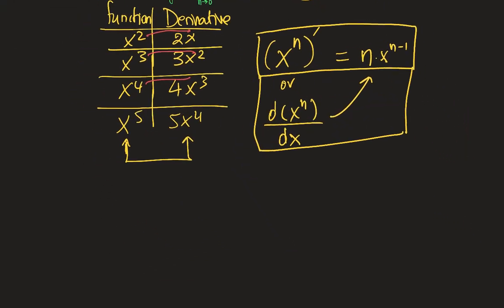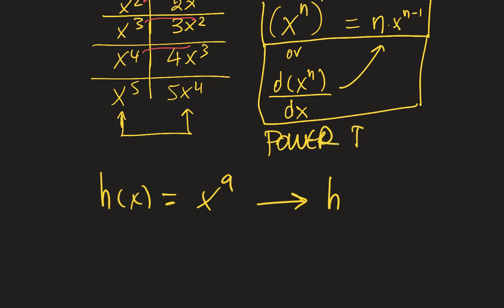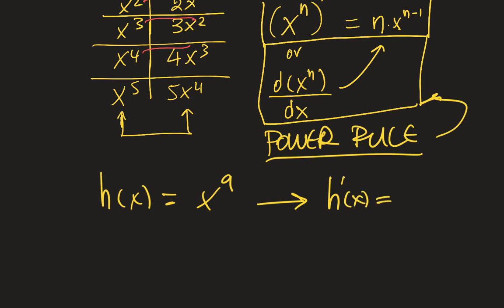So how do I use that? Well, if you end up having an h of x, which is x to the power of 9, then you can deduce straight away by using that rule, which is called the power rule. It's called the power rule because it involves powers. Then the derivative of h of x is going to be equal to 9x to the power of 8.